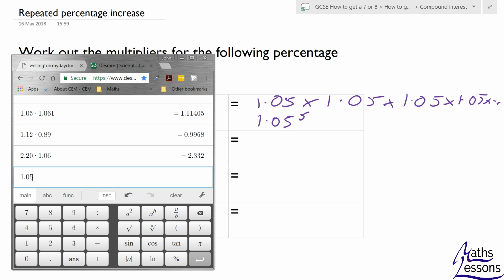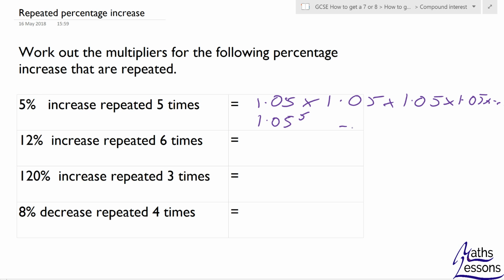1.05 to the power of 5 gives us 1.276. So therefore we have an increase of 27.6% for that question. Right, I'm just going to give you a chance to do all 3 questions, and I'll give you about a minute to do those, see how you get on.